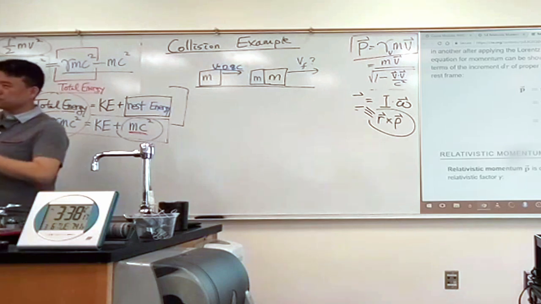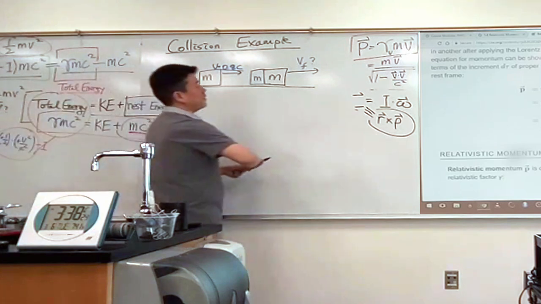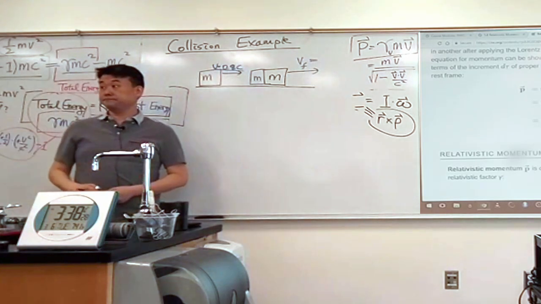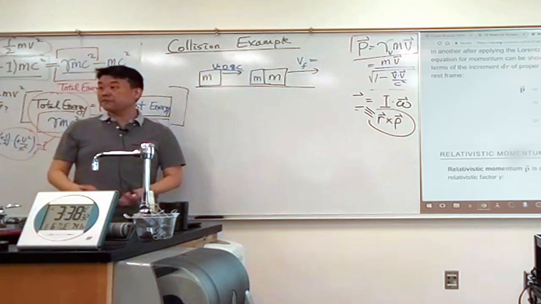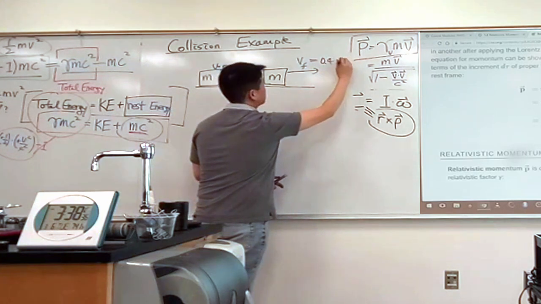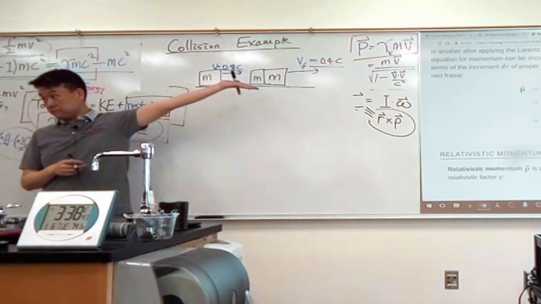Do people remember the answer to this if you were dealing with non-relativistic physics? What was the answer for this final velocity here? Dimitri? Is it half if both masses are equal? Yeah, half, right? Half, so 0.4 c. So this was based on conservation of momentum.